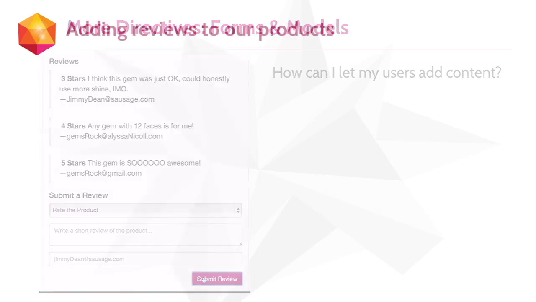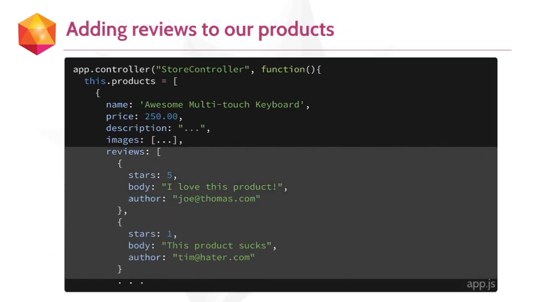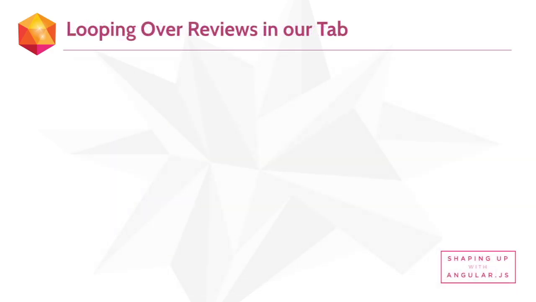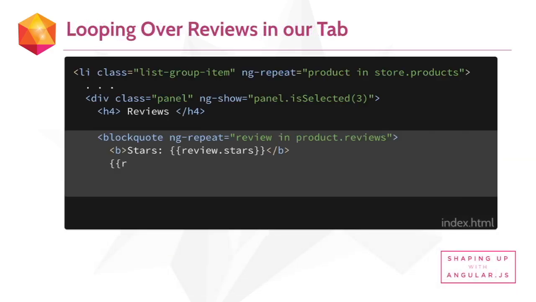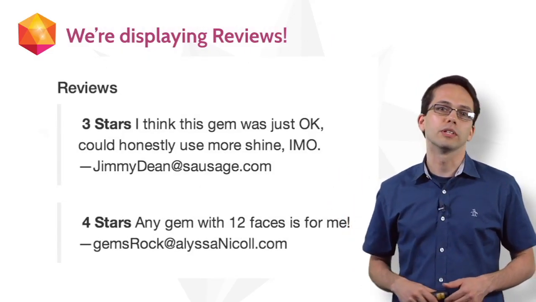We haven't dealt with reviews before. Here you can see we just added it to our products array. So you can see each product has an array of reviews, which each have properties. Next, inside of our reviews panel, we'll simply do another ng-repeat for review in product.reviews. So this is another loop inside of our original product loop. And inside there, we'll print out the review stars, review body, and review author. If we call this up in our browser, here's what our reviews would look like.